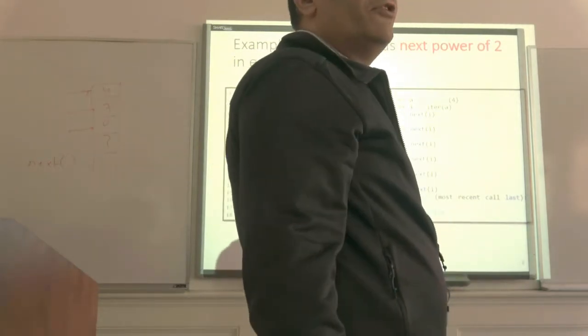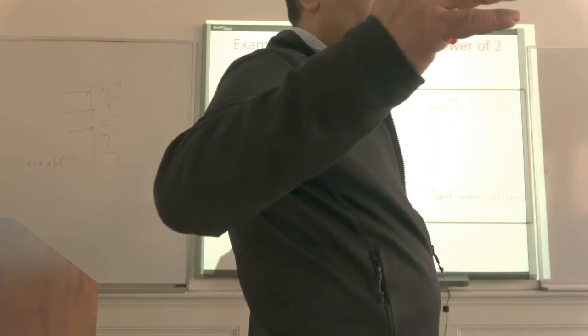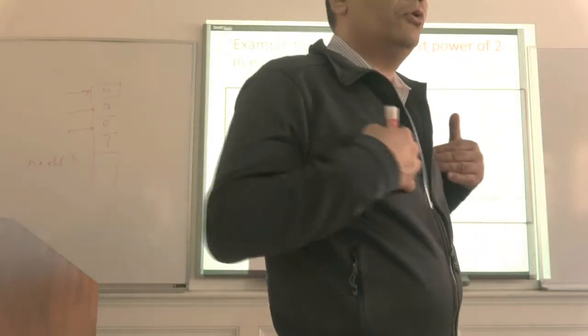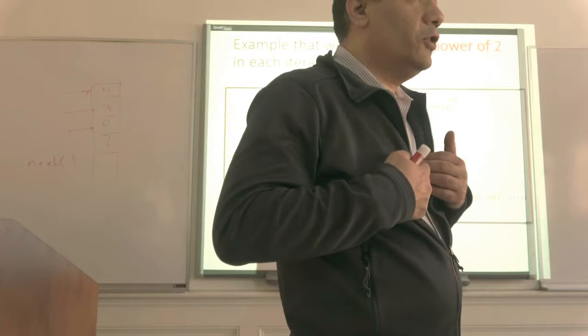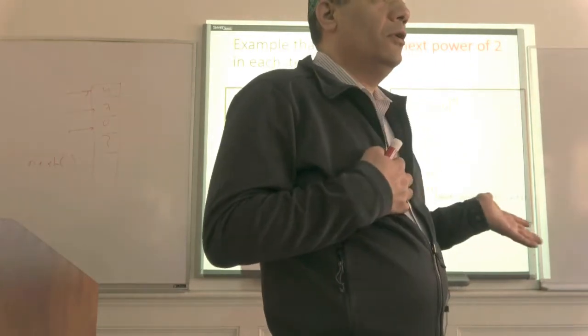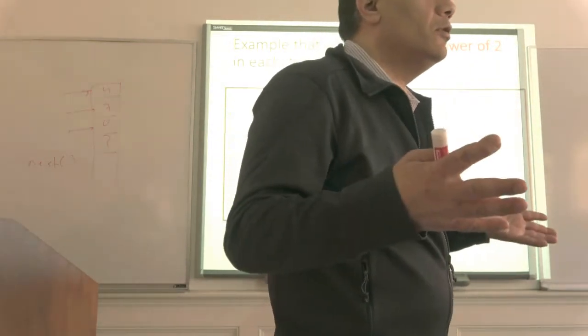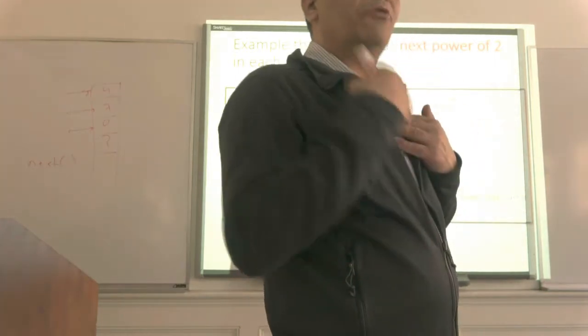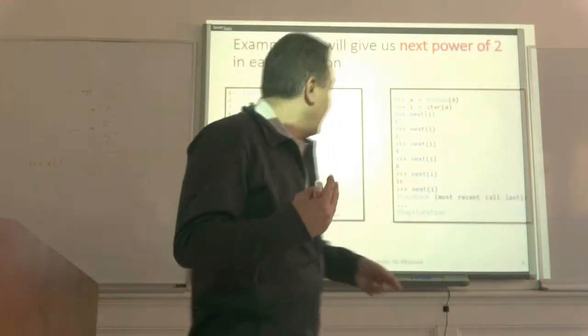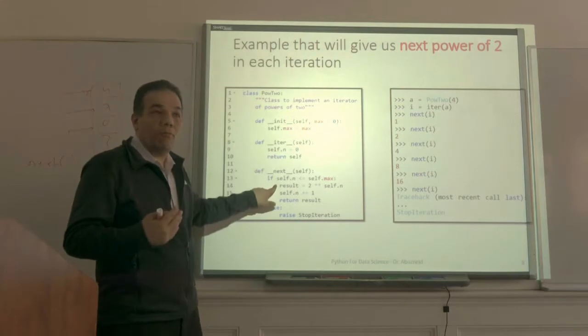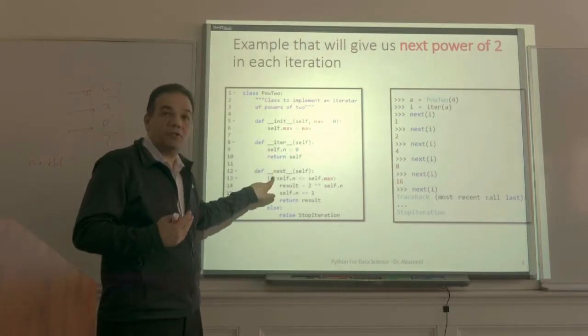So here what I did, I created a class. What does it do? It calculates the power of 2 up to the maximum value. Is it iterable by default? No, I made it iterable. How did I make it? I have to add two methods: __iter__ and __next__.